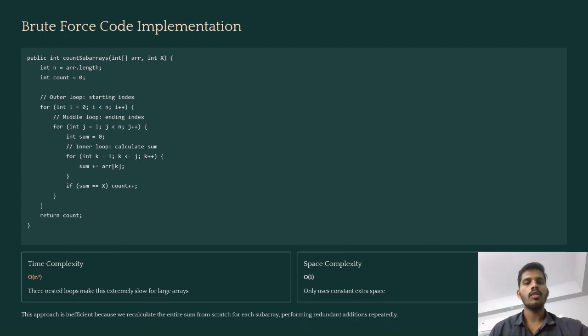We'll initialize a counter with 0 outside the loop and increase the counter whenever the sum is equal to the target. This is the code, and its time complexity is O of n cube, as there are 3 nested loops, and this makes it extremely slow while dealing with larger arrays, and it only uses constant extra space. So this approach can be optimized, and let's see the optimized approach.